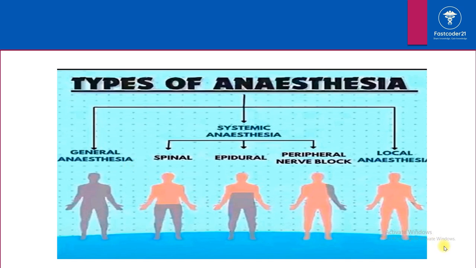So what is general anesthesia here? General anesthesia usually controls pain in the whole body, inducing unconsciousness as well as immobility. It is given using inhalation or intravenous injection. Epidural anesthesia is mostly used during childbirth, surgeries and chronic pain management, and is given using a single shot injection or continuous infusion.